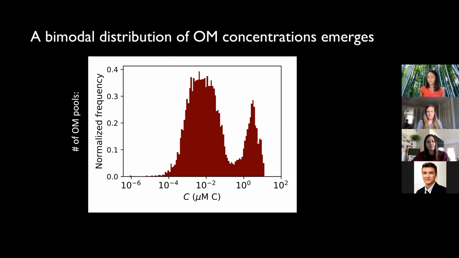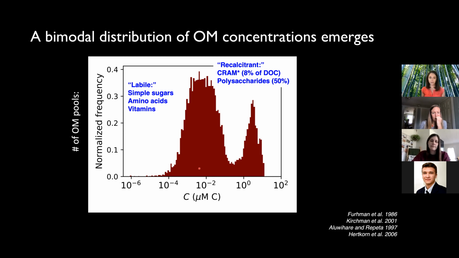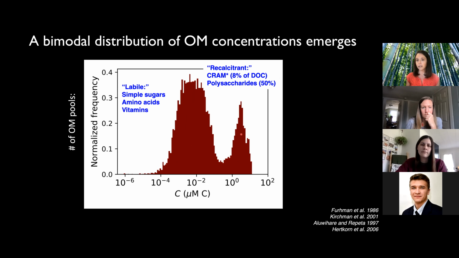What we saw was a fairly small number of pools accumulating to high concentrations and a large number of pools accumulating to low concentrations. This is consistent with what we see in the ocean for my colleagues, chemical oceanographers, who actually go out and quantify DOM. We see that these recalcitrant pools like CRAM and polysaccharides make up a large fraction of the DOC pool and are present at fairly high concentrations. And then there's a lot of things that we think of as labile, simple sugars and amino acids, that are drawn down to very low concentrations. And there's a lot of them. This is the dilution hypothesis part of the DOC accumulation.